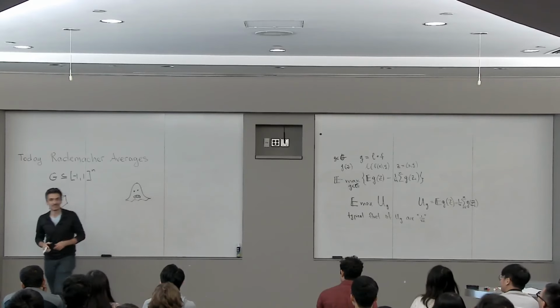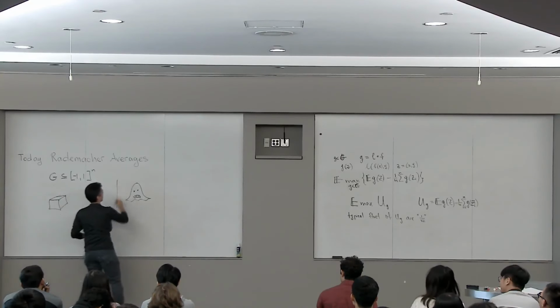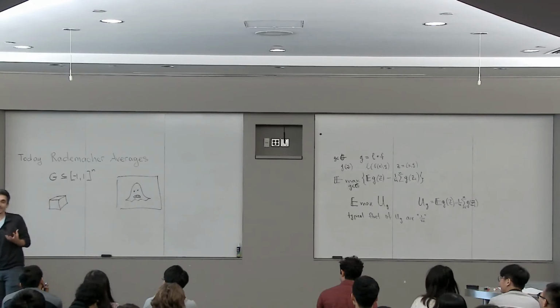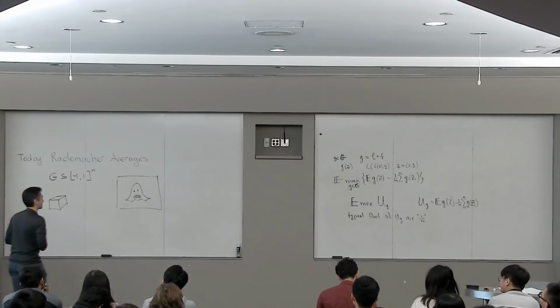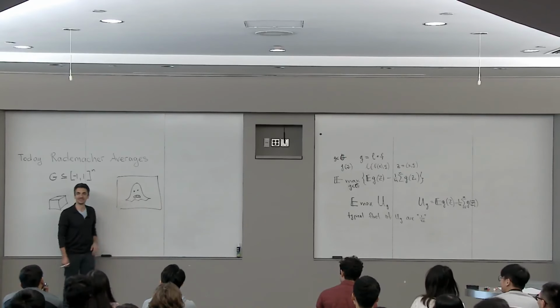So what is the complexity of this? This is a subset, it lives in a cube. Okay, it lives in an n-dimensional cube. What is the complexity of this?